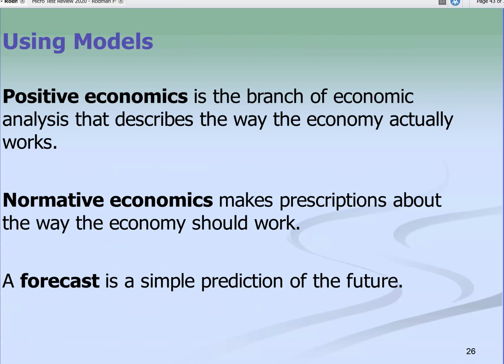Okay, rounding out the chapter then, as we use models, it's important to note the difference between positive economics, the way the economy actually works, and normative, kind of the way it should work. So that's an important aspect. We hear about the normative aspects of economics all the time. How should the economy be working? But in reality, there's a lot more positive economics that we'll take a look at in terms of how it actually works.